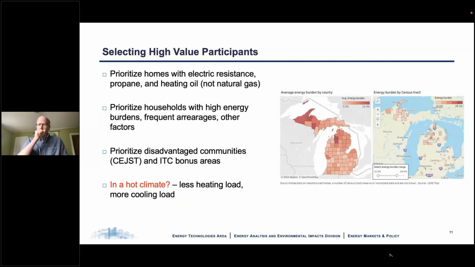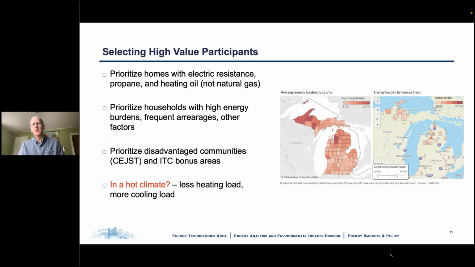Another part of the research for Michigan was a methodology to identify where to focus. With 250,000 manufactured homes, they're obviously not going to be treating all of them. So we came up with a methodology that prioritized homes with resistance heating, electric resistance, propane and heating oil, high cost fuels. Homes that had high energy burdens or arrearages or other factors. Homes that were in disadvantaged communities or bonus areas for the federal tax credit.